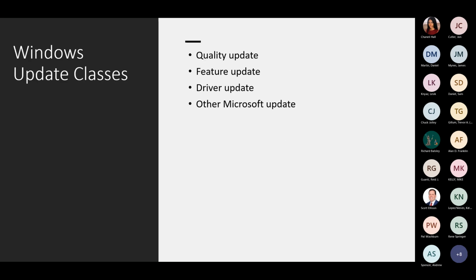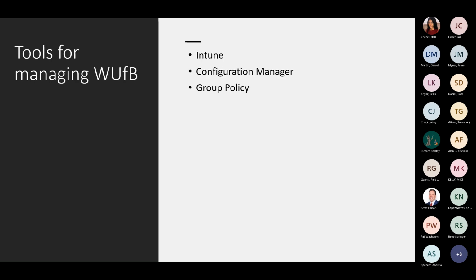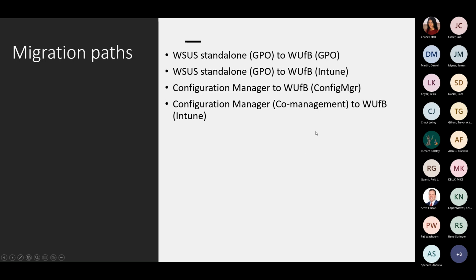And within Windows Update, you have various classes of updates that we release. Some of them are quality updates, feature updates, driver updates, and other Microsoft updates other than Windows updates. And the tools that you can use for deploying and managing Windows Update for Business are Intune, Configuration Manager, and Group Policies. And you'll also see that these are the same tools that we'll be using while migrating to Windows Update for Business.